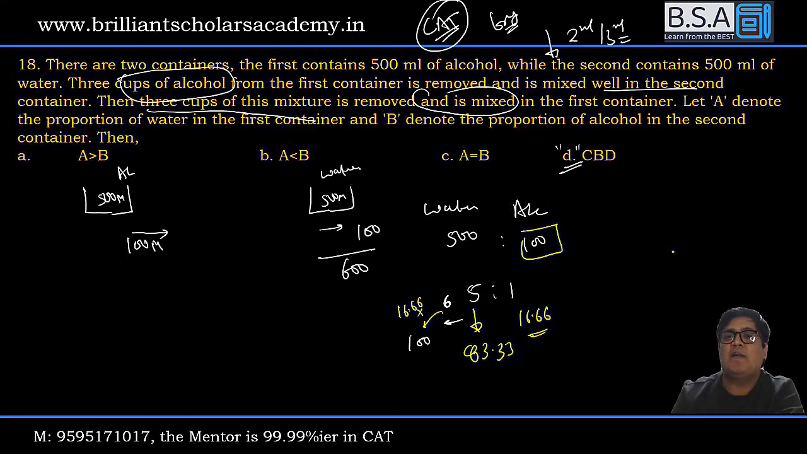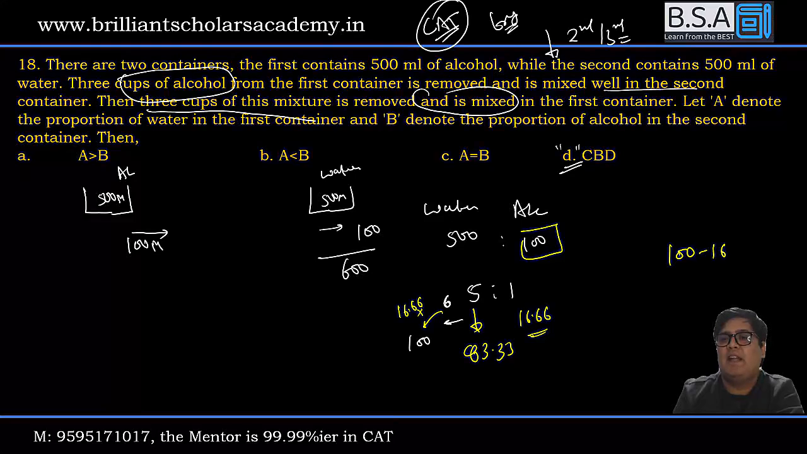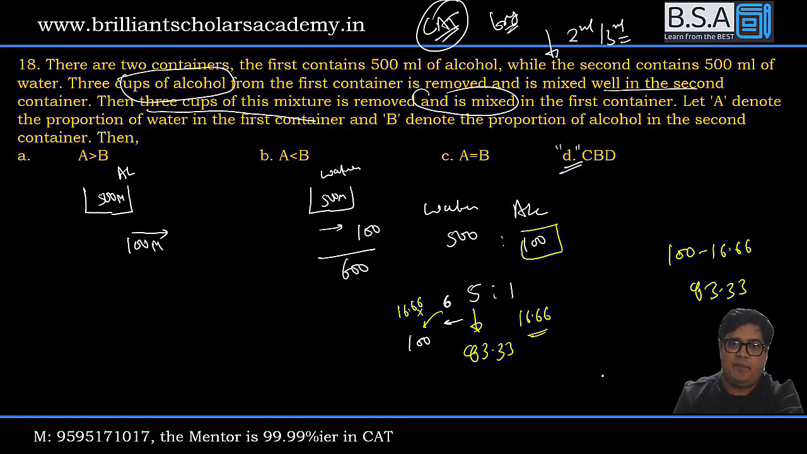So alcohol remaining becomes 83.33. 500 ml was water. Water was 500 ml. I took away 83.33, so this is 83.33 subtracted. That is 146.66.